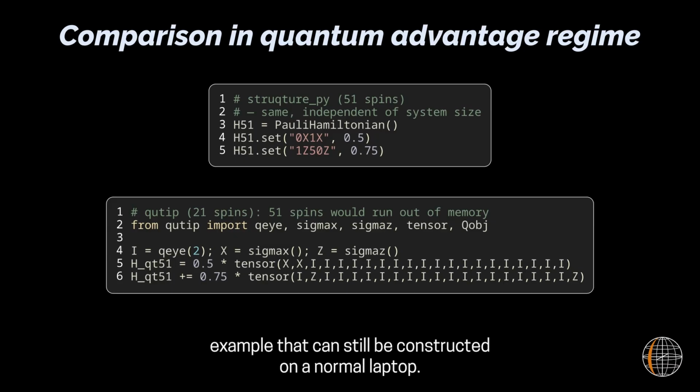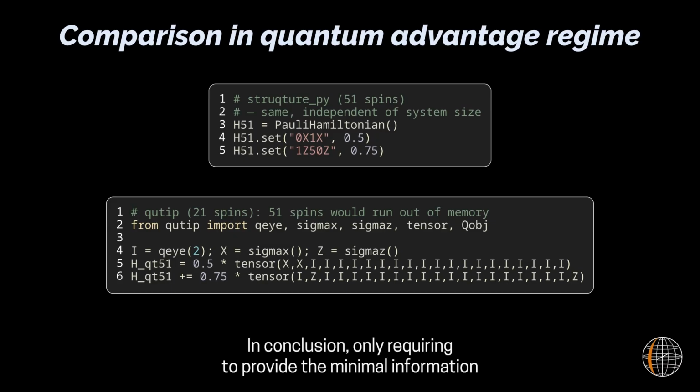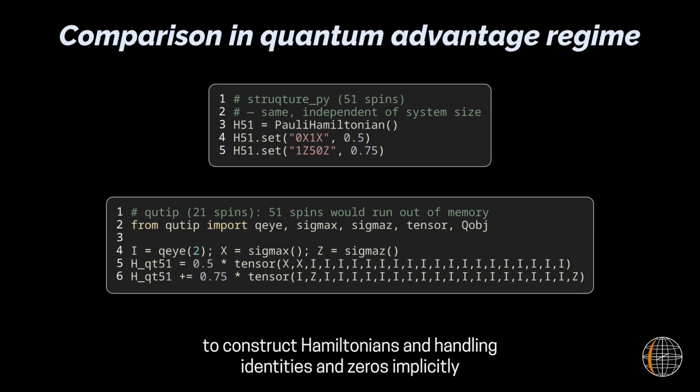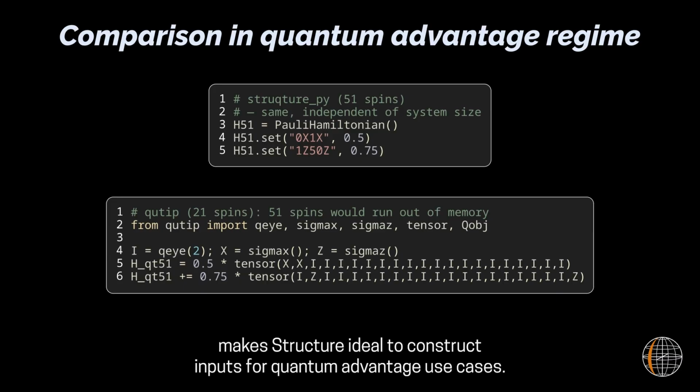on a normal laptop. In conclusion, only requiring to provide the minimal information to construct Hamiltonians and handling identities and zeros implicitly makes Struqture ideal to construct inputs for quantum advantage use cases.